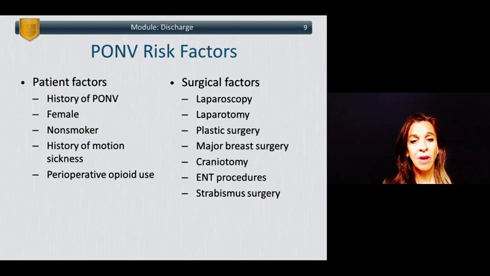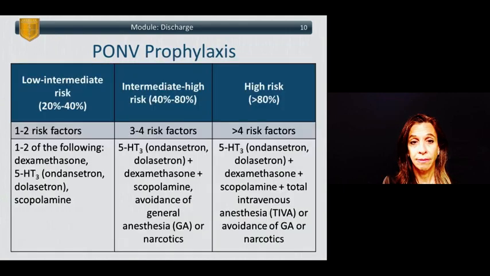So post-op nausea and vomiting risk can be divided into patient risk and surgical risk. Patient risk consists of a previous history of post-op nausea and vomiting, female sex, a non-smoker, history of motion sickness, and perioperative opioid use. Surgical risks are related to laparoscopic surgery, laparotomies, plastic surgeries, major breast surgery, craniotomies, ear, nose, and throat procedures, and strabismus surgeries.